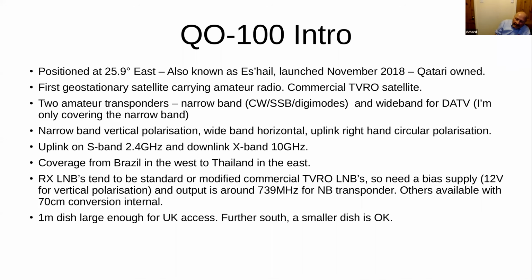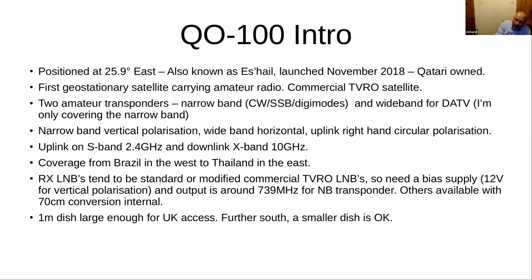One of the nice things about 10 gigs is that you can use off-the-shelf TVRO LNBs. The coverage of the satellite itself is from Brazil in the west, right the way through to Thailand in the east. So it's got a massive footprint. I think it covers about a third of the planet. And it also covers both of the poles as well. So you get quite a lot of traffic from stations that are in either the north or the south pole. And they can be quite interesting. They get an absolutely massive amount of pileups when they're on air. Really interesting to hear.